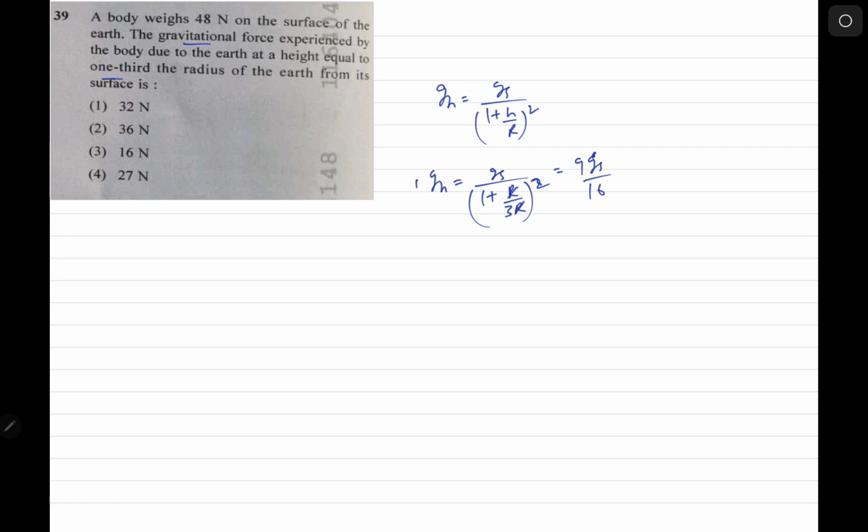Now we just need to find the weight, so we'll multiply with mass. So this is the mg_s, the weight on the surface. This is the weight at the height, which we need to find. So 9 by 16 into 48, that is 27 Newton. The fourth option is the correct answer. Hope you understood. Let's move to the next question.